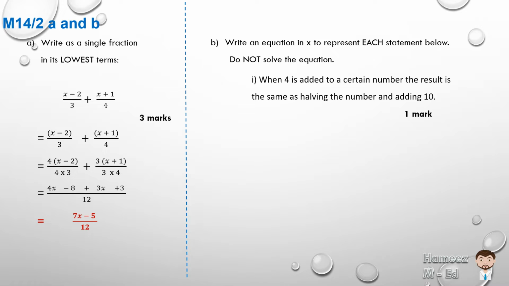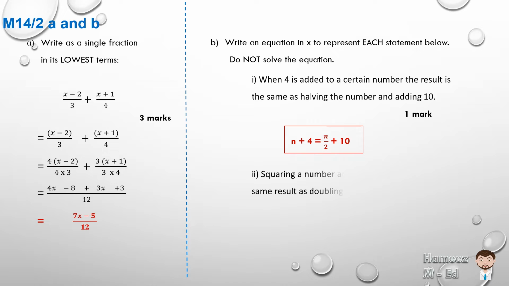so we basically need to write one line. So let's think of a number, and everybody might have a different number they'll think of, so let's use one general term to represent all the numbers. Let's call it n. So when 4 is added to a certain number, so let's say n plus 4, the result is the same as, so we can say n plus 4 is equal to halving the number, n over 2, or half n, plus 10.